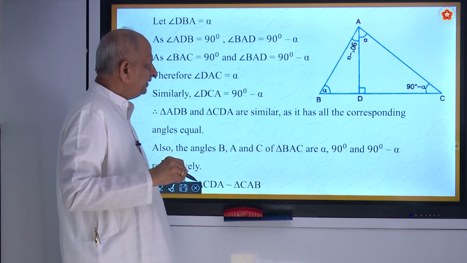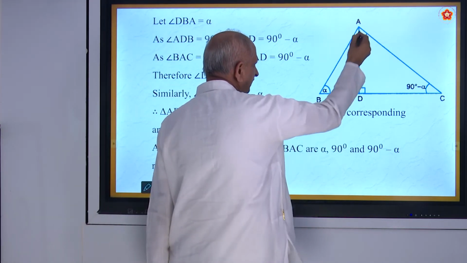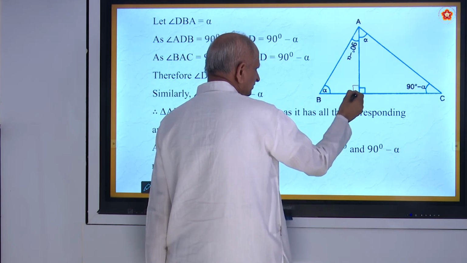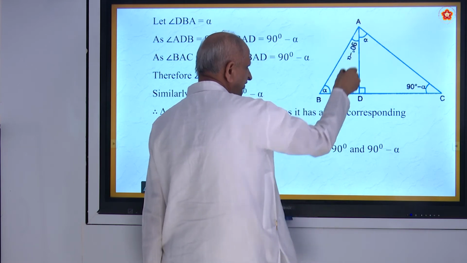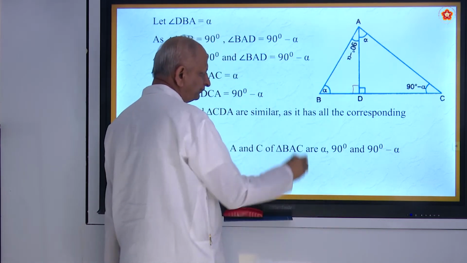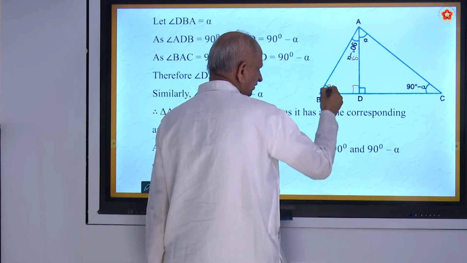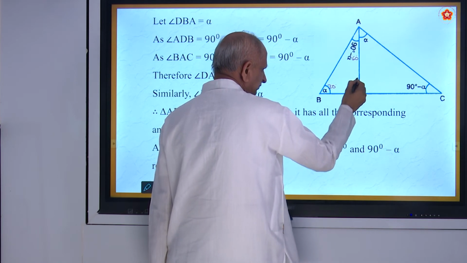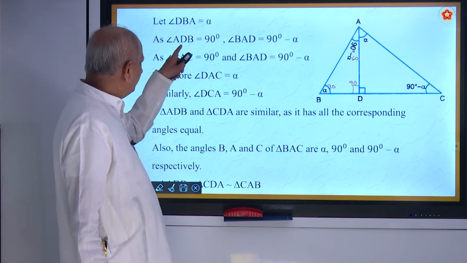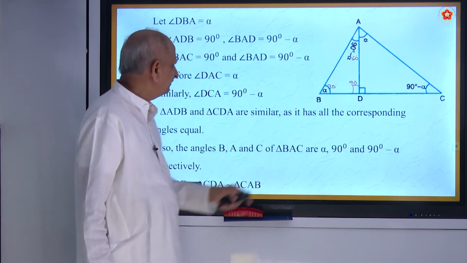So let angle DBA be equal to alpha. As this is 90, the sum of all the three angles is 180 degrees. So this is alpha. Therefore, this must be 90 minus alpha. For example, if this is 30, this becomes 60. That is the meaning. 30 plus 60 and 90 here. Follow? To make it simple. And angle ADB is equal to 90 degrees. Therefore, BAD is 90 minus alpha. 90 minus 30, that is 60.